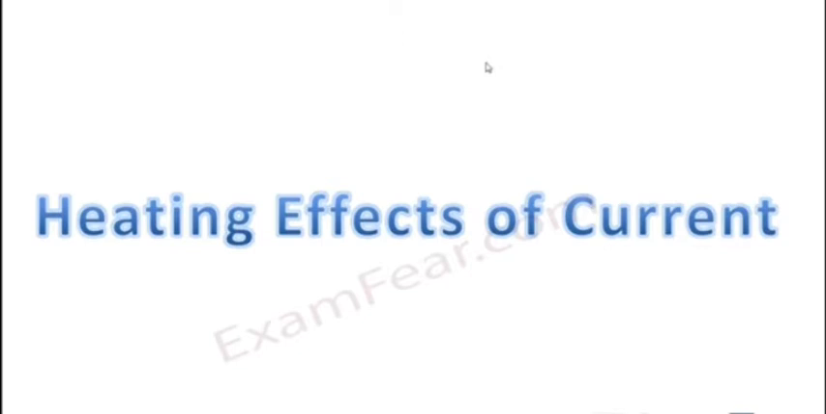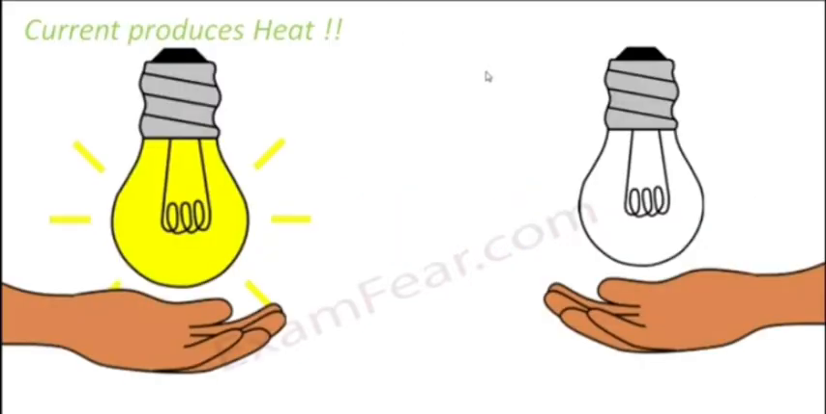Now let's try one experiment. Just bring your hand near a glowing bulb. Two bulbs. In the picture you can see two bulbs. So what will you do? You will just place your hand near a glowing bulb. Do not touch the bulb. Just place your hand near the bulb.